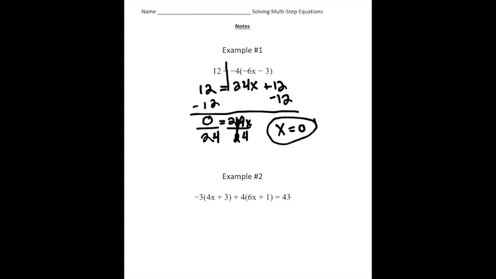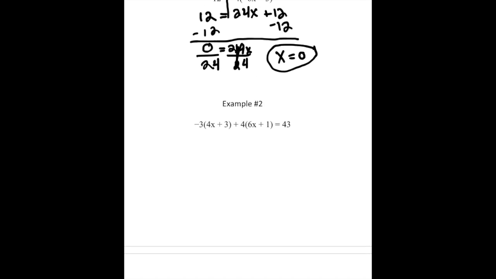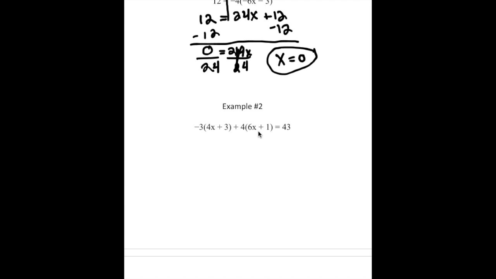All right, example number 2 is a little more challenging because look at the left-hand side here. There's a lot of steps. So I'm going to use a different color for this one. So step number 1, we have to distribute the negative 3 to the 4x and then also the positive 3. So negative 3 times 4x is going to be negative 12x. And then negative 3 times positive 3 is negative 9.